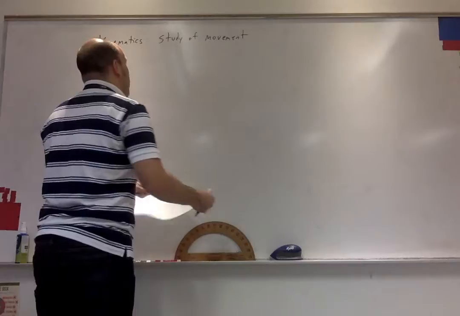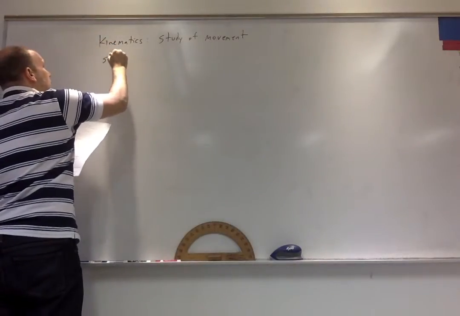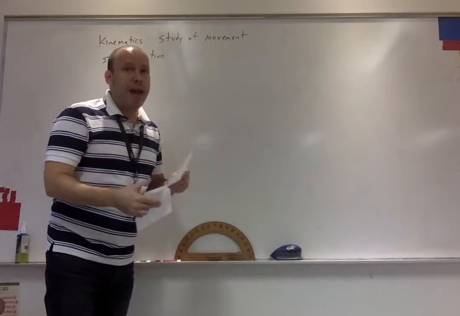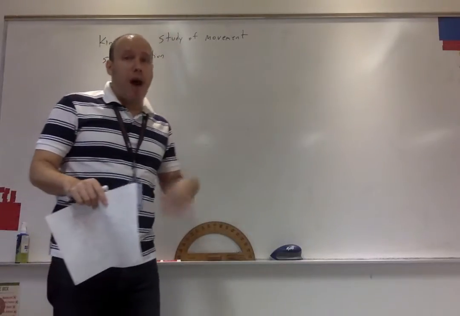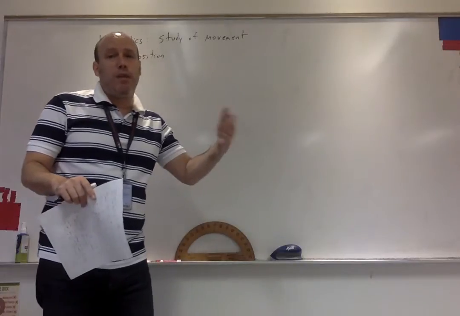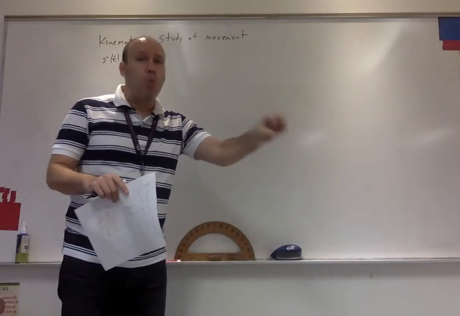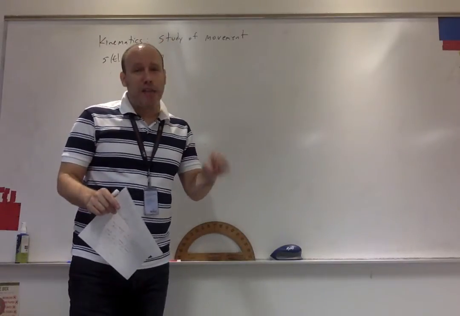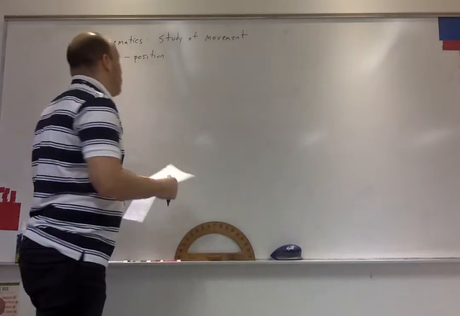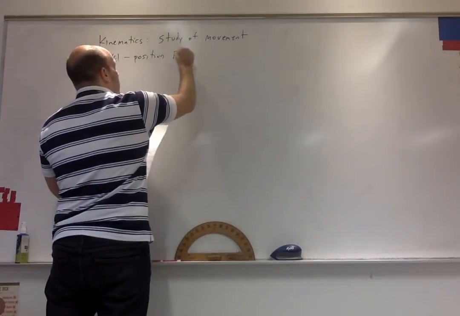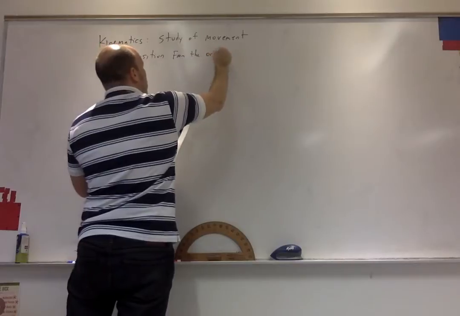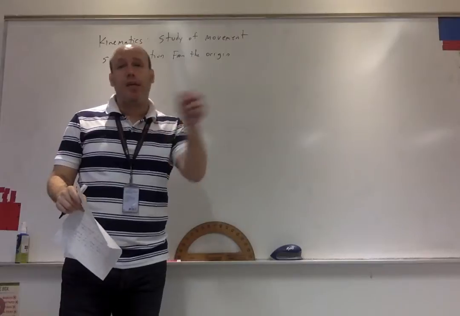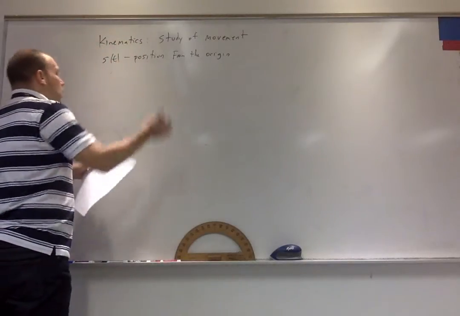Okay, so the letter we're going to use, s or s of t, is for position. You're going to be given a function, and you're going to say, what is my position at time t? You're going to plug it in, and that's going to tell you where you are, or how far away you are at a specific time from the origin. Now, obviously, there might be positive numbers and negative numbers. That's just a direction.